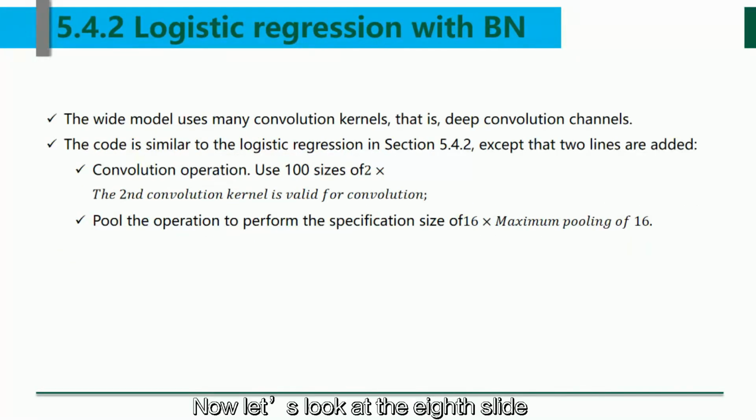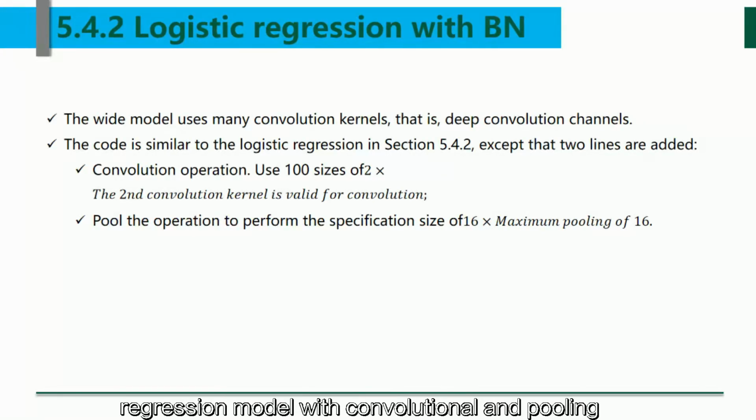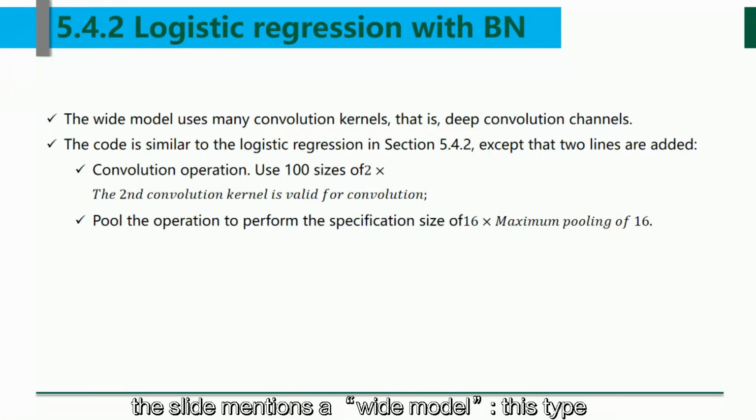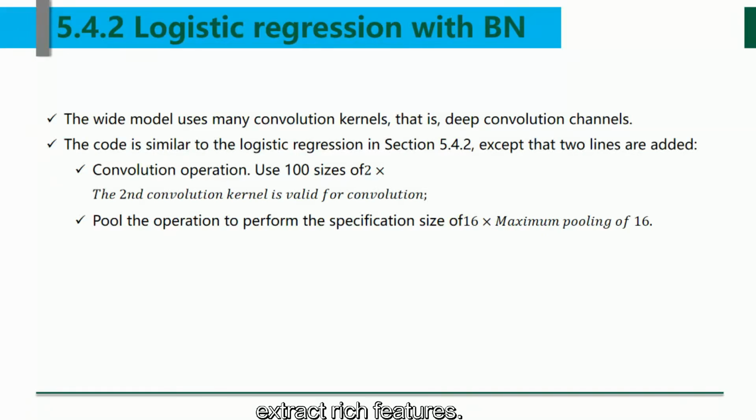Now let us look at the 8th slide, which is still part of 5.4.2, logistic regression with BN. Here, we'll discuss how to extend the logistic regression model with convolutional and pooling operations. First, the slide mentions a wide model. This type of model uses many convolution kernels, meaning it has deep convolution channels to extract rich features.